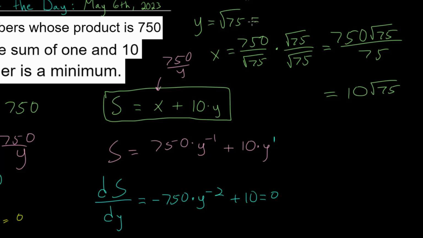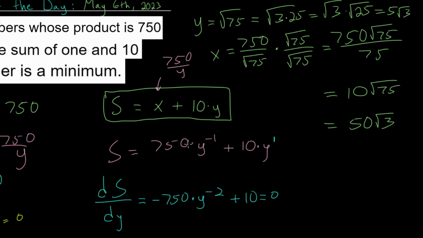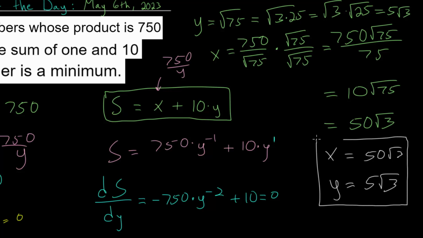And if we want, we can even simplify the square root of 75. So that's really 3 multiplied by 25 on the inside, which we can separate into 2 square roots. And we can actually take the square root of 25, since that's a perfect square, so that we get 5 root 3. And replacing root 75 with 5 root 3, this would become 50 times the square root of 3. So we just confirm that x would be 50 root 3, and we already saw that y would be 5 root 3. And so this is what we think is our answer.